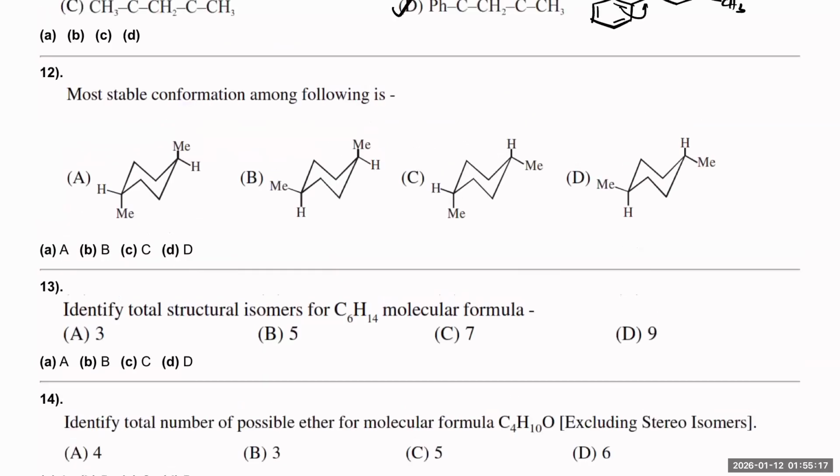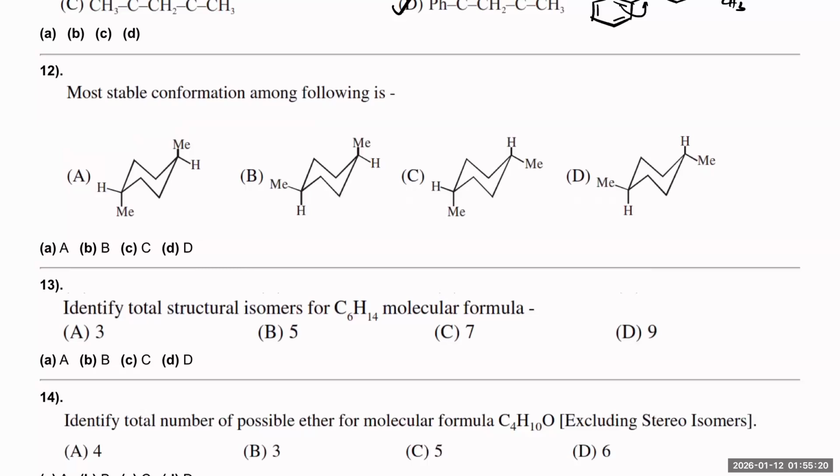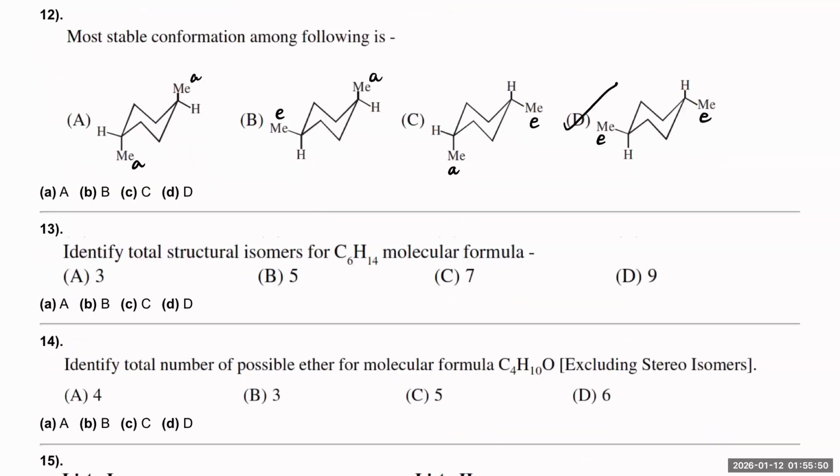Next, 12th one. The most stable conformation among the following is, okay. Now, here, if you notice that this is axial and axial, here it is equatorial and axial, here it is axial and equatorial, here it is equatorial and equatorial. Okay. If you may recall, the bulky group should always be placed on the equatorial position to minimize the diaxial repulsions. Hence, D will be the most stable form. Why? This will have least diaxial repulsions, everybody.